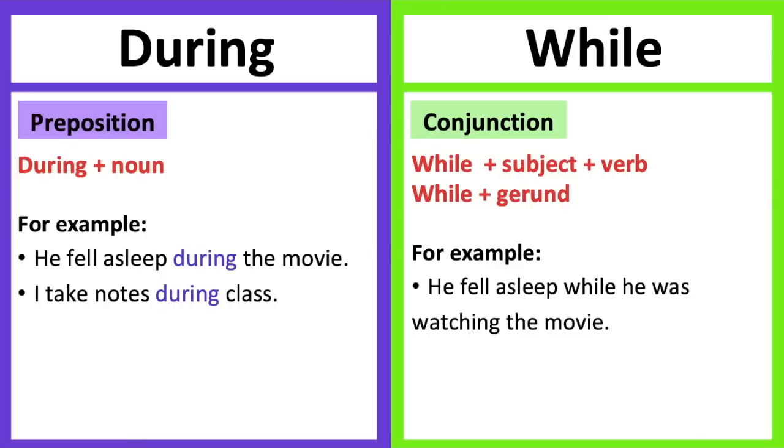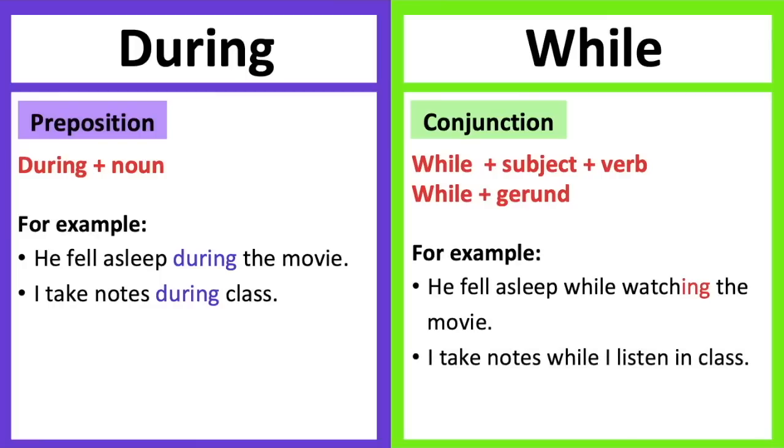We can form the second structure, while plus a gerund, like this. So the sentence is, he fell asleep while watching the movie. Another example is, I take notes while I listen in class. Again, we have the first structure, while plus a subject plus the verb. Here is the second structure. I take notes while listening in class. So I have while plus the gerund.